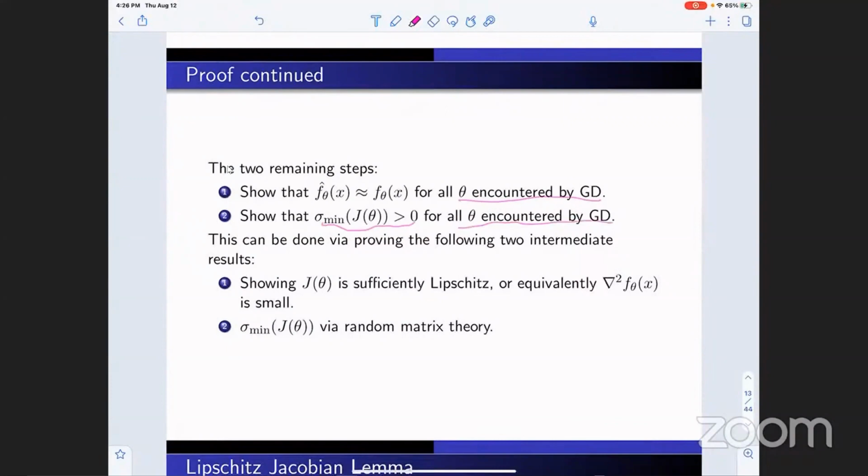Okay. The way we do this is by establishing two intermediate results. The first is showing that the Jacobian is sufficiently Lipschitz, which is equivalent to the Hessian being very small. This is essentially trivial, by a small rescaling trick. There's nothing deep here. And the second is showing that sigma min of J at initialization is positive via random matrix theory. This is difficult.